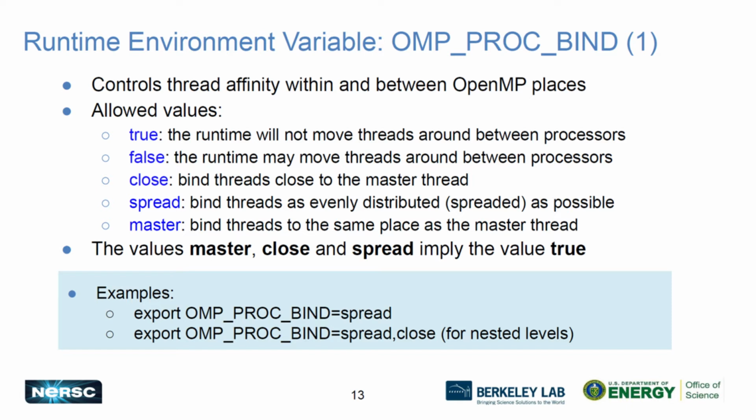OMP_PROC_BIND defines whether you want to bind your threads onto those places. True and false are on and off, and there are more fine-tuned options, close, spread, and master, introduced in OpenMP 4, that also imply true. The most commonly used are the close and spread options, which bind threads close to the master thread or as far apart as possible. For example, with nested OpenMP, you would probably want to use spread on the outer level and close for the inner level.